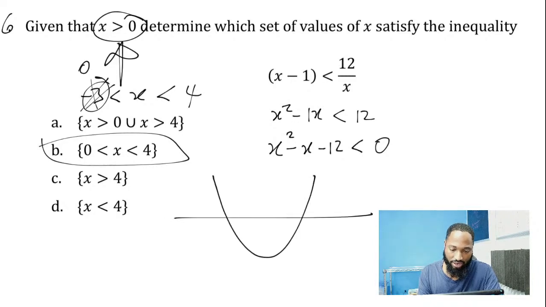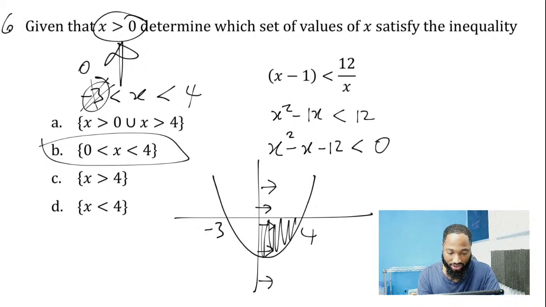You draw your curve, right? You do so, and you get negative 3, you get 4. But they told you don't study that. Don't study any values lower than there. So the inequality is actually this part here. The inequality is actually 0 to 4.